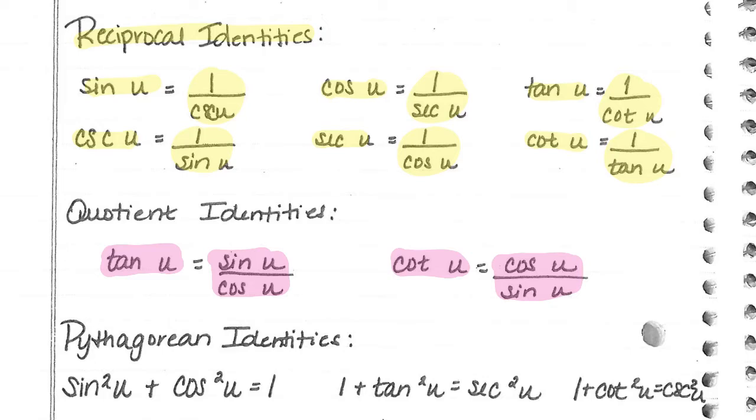We also talked about the Pythagorean identities. Sine squared u plus cosine squared u equals 1. 1 plus tan squared u equals secant squared u. U is just a variable here. 1 plus cotangent squared u equals cosecant squared u. And I like to just think that the c's are together on this one right here.